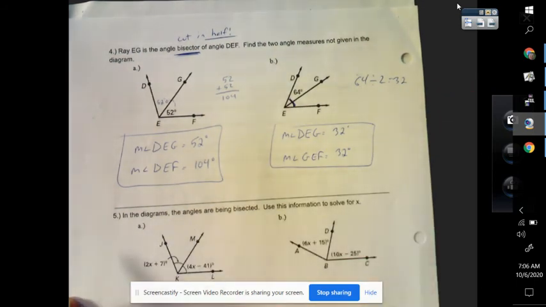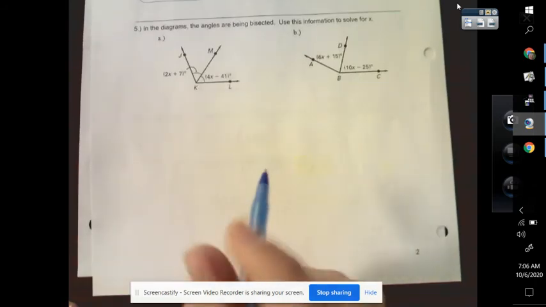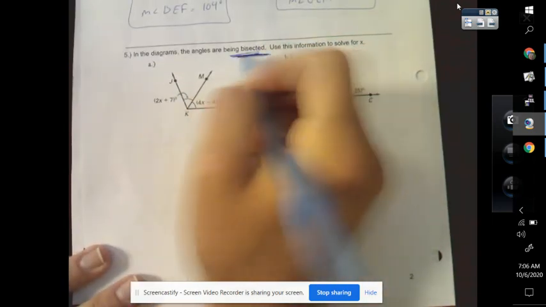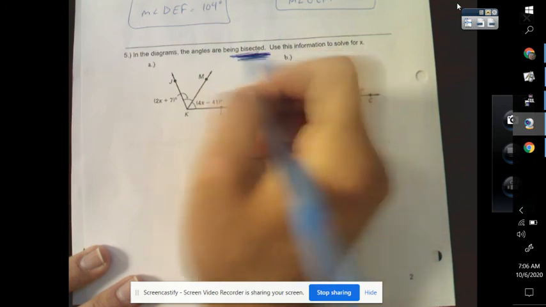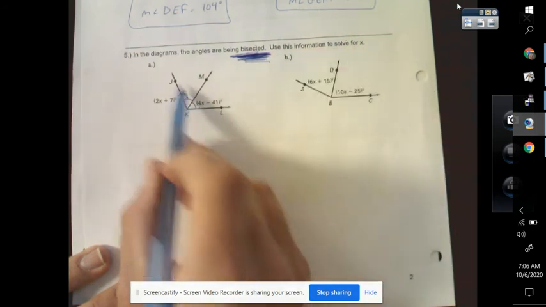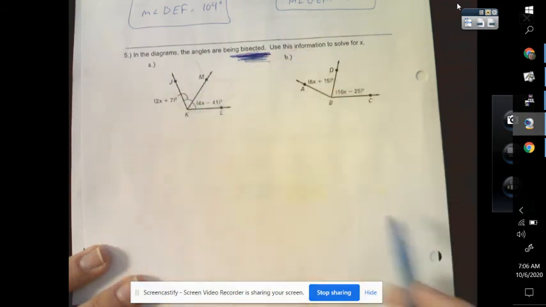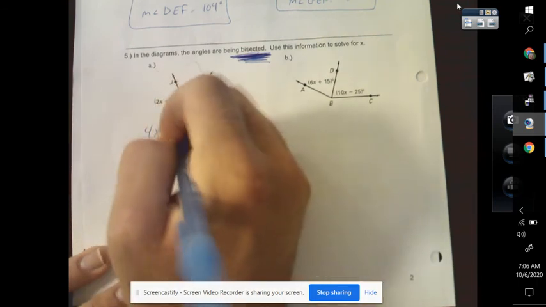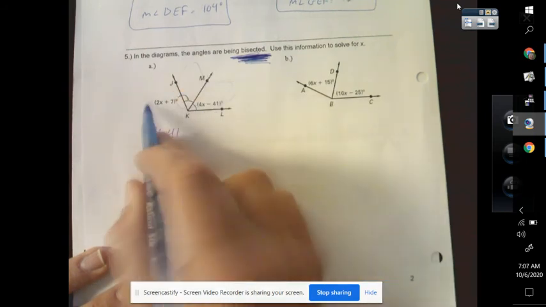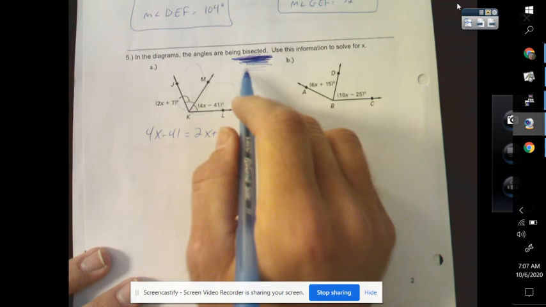That's it. Great. So I'm going to ramp up the difficulty a little tiny bit. If you see the word bisected, only if you see the word bisected, you know that these angles are cut in half from the big one, which means that this one has to equal that one. Well, I just told you exactly what you need to do. I'm going to take 4x minus 41 for part A and I'm going to make that equal to 2x plus 7. So it's being bisected, it's being cut in half. Only when you see this word.